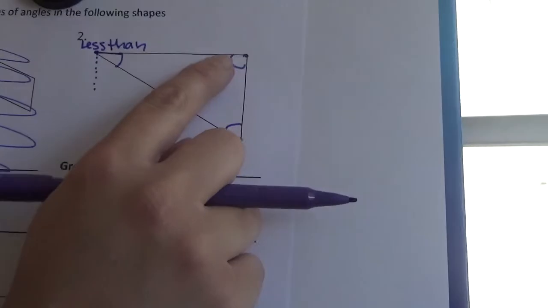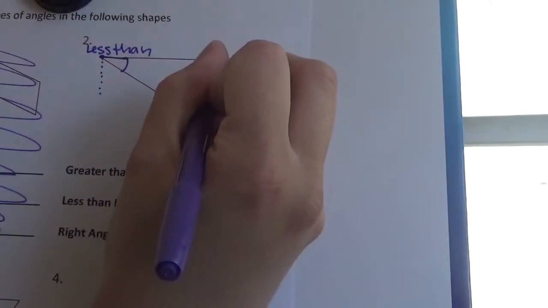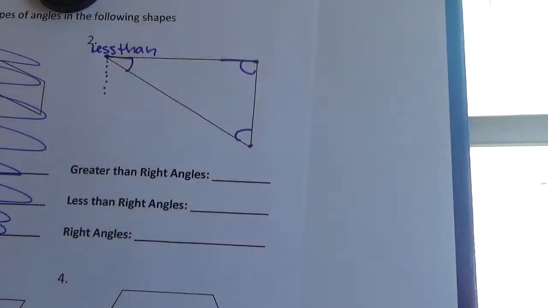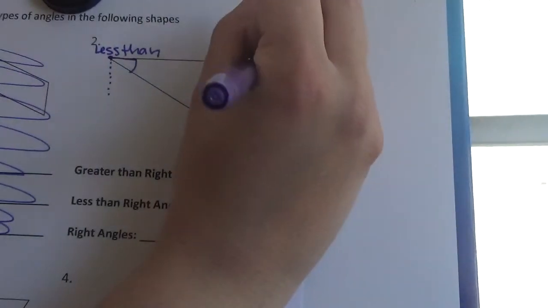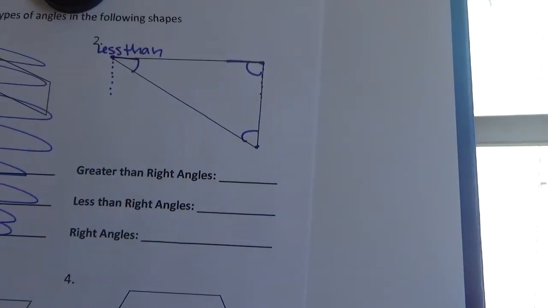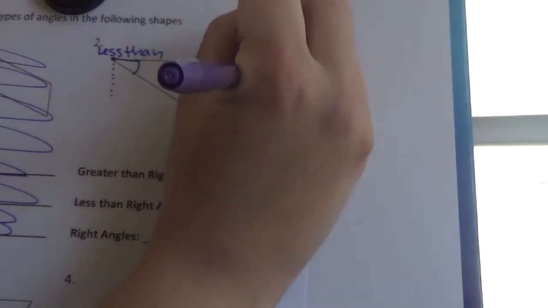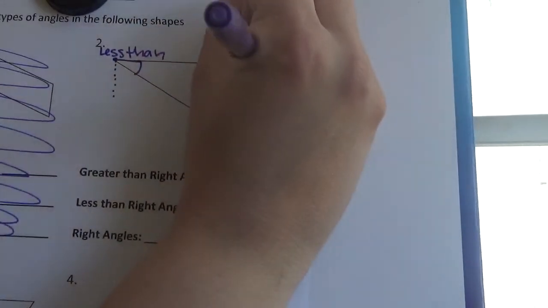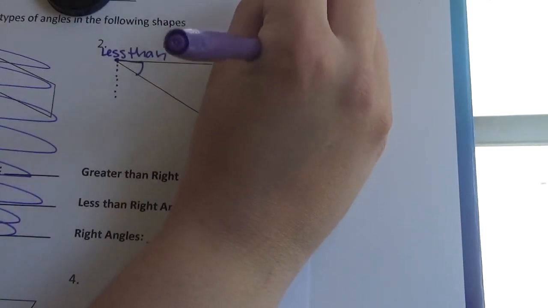Now I'm going to go over here. I can see that this angle has a perfectly straight horizontal line at the top, and if it had a perfectly straight vertical line, it would look like this. Does it connect to my dotted lines? Absolutely. So this is actually a right angle, which is a perfectly square corner. So I'm going to write right.